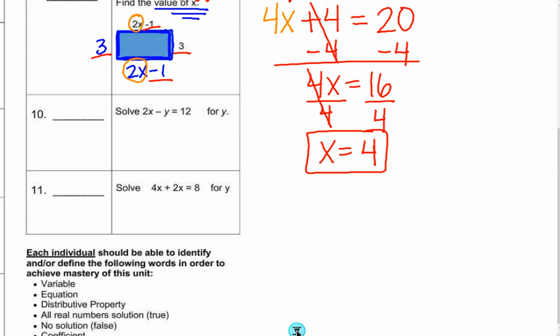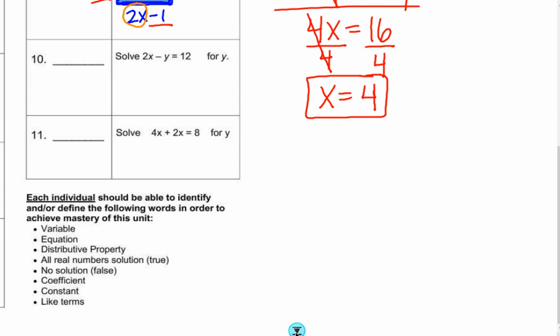And we're going to look at one more over here. We're going to check out number 10. And let's look at number 10. All right, so we have 2x minus y equals 12. And the problem is asking us to solve for y, all right, solve for y. So this comes from your literal equations practice. So we're trying to isolate our variable y. So here's y right here.